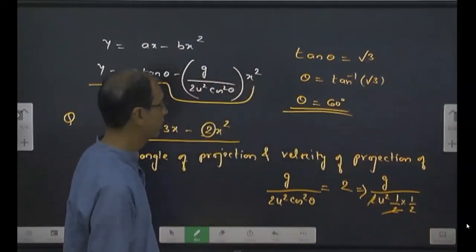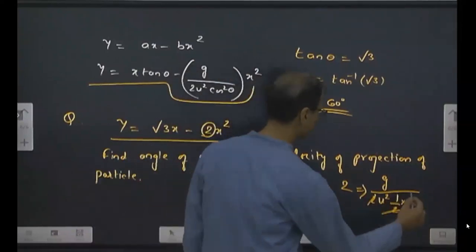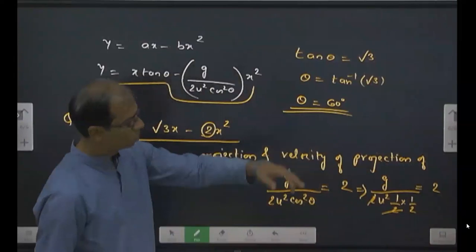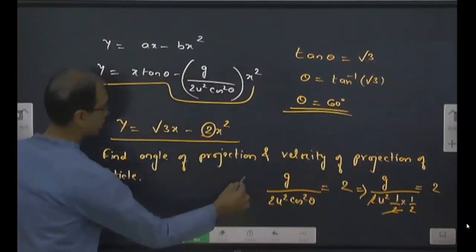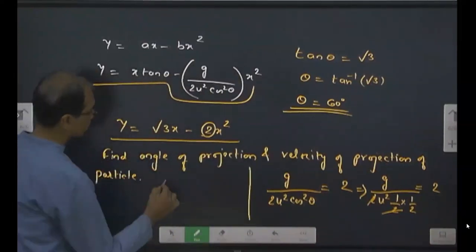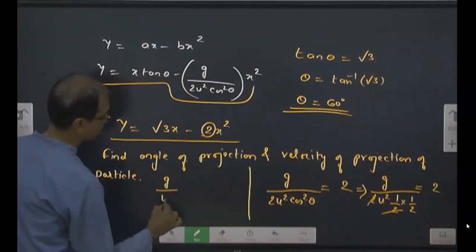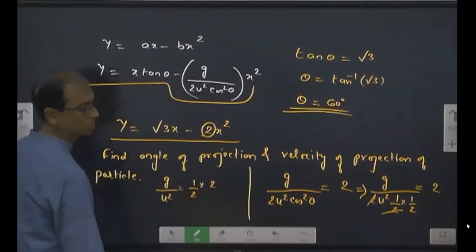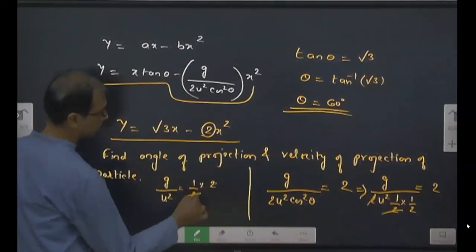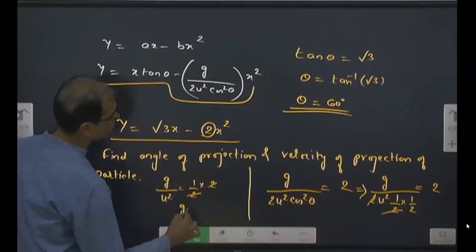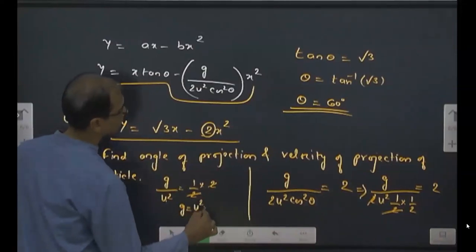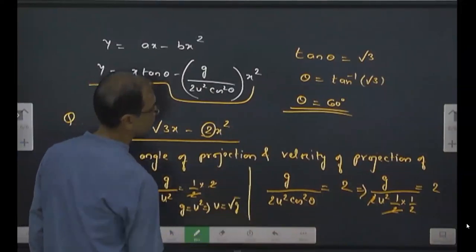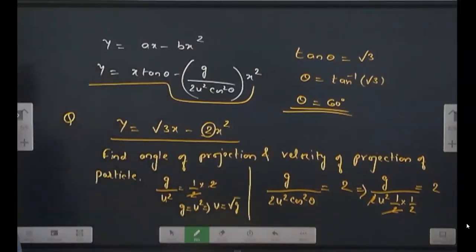Okay. Then this is equal to 2 actually. Here, this 2. Take 1 by 2 over there. So what will happen? g by u square equal to 1 by 2 into 2. This is also cancelled. What you got? g equal to u square. That means u equal to root g. That means u equal to root of 10.